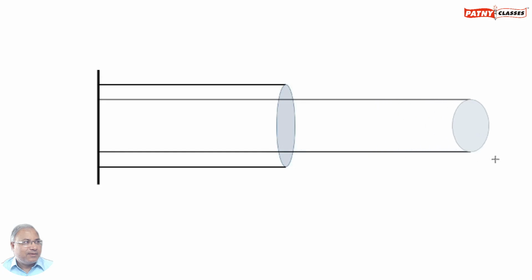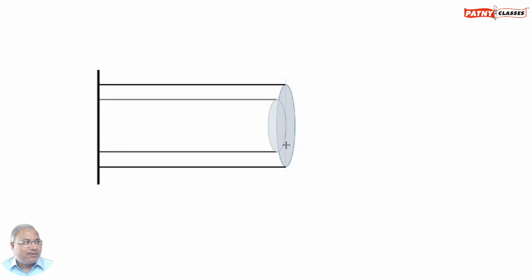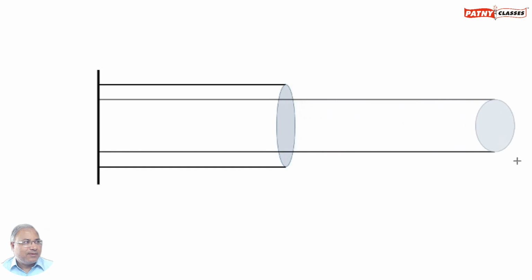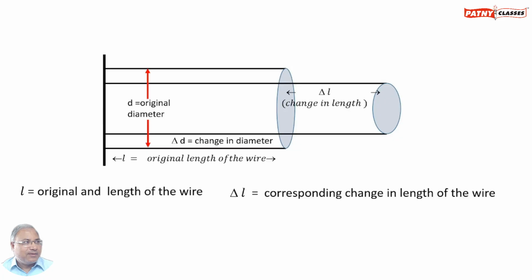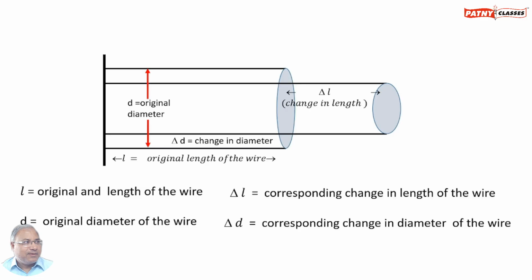Now suppose a wire is fixed at one end and the free end of the wire is being pulled. Let us assume L is the original length of the wire. Then delta L equals the corresponding change in length of the wire. Similarly, small d equals the original diameter of the wire and delta d is the corresponding change in diameter of the wire.